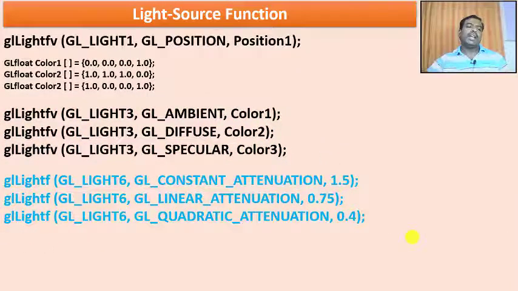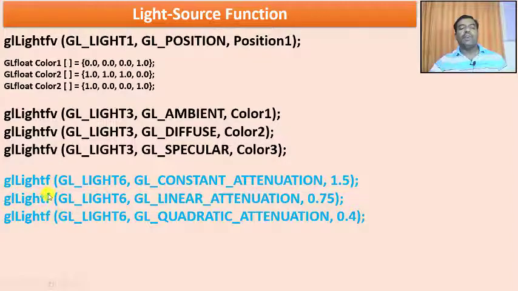When I talk about the GL light source again, and if I want any intensity attenuation, I am going to pass this as a parameter. I am passing the value as 1.5, 0.7 or 0.4. Now if you just observe, I am passing values here, not an array, and so I am using only f.